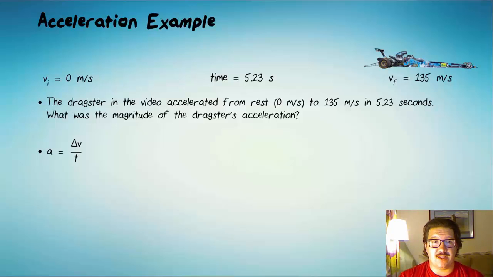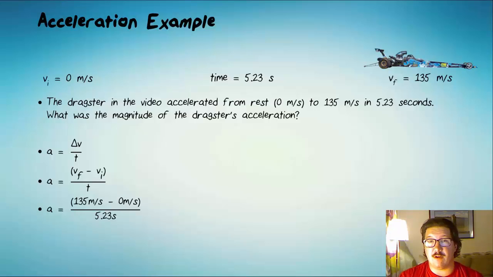So we'll start with our equation, as always, a equals delta v over t. And I like to write out sometimes specifically what delta v means. It's vf minus vi, and we can substitute in what we know. 135 meters per second minus 0 meters per second, the final minus the initial, divided by 5.23 seconds. You should follow along in your calculator and double check this. I get the acceleration to be 25.8 meters per second per second.